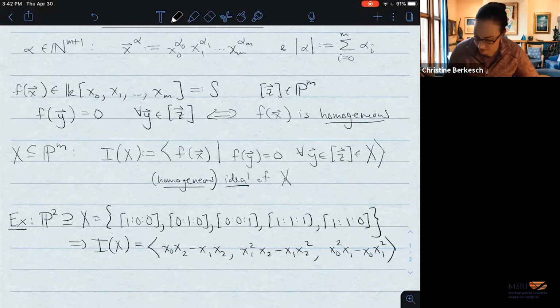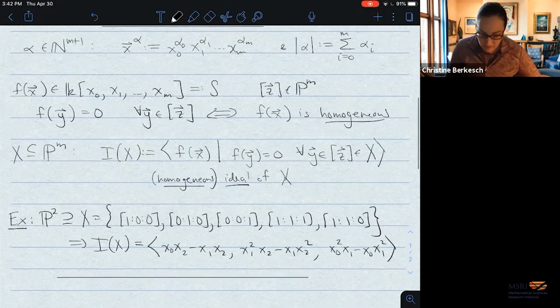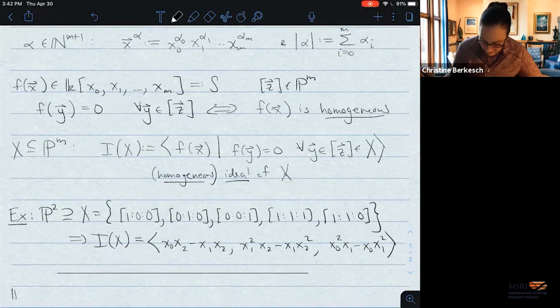So we have 1 polynomial of degree 2 and 2 polynomials of degree 3. Okay, so that's the end of the background. Now I want to talk about something that's still quite old. Let's have Hilbert enter the picture.